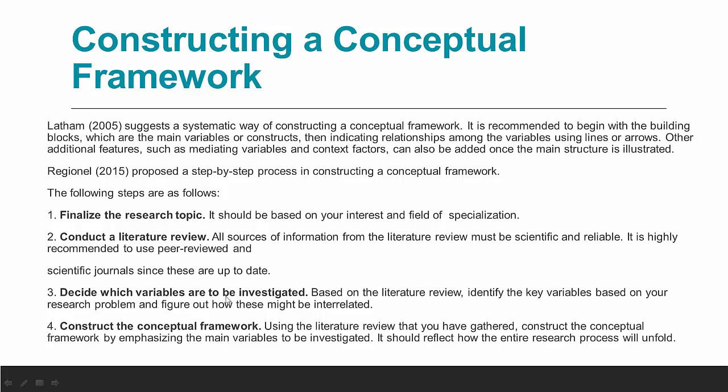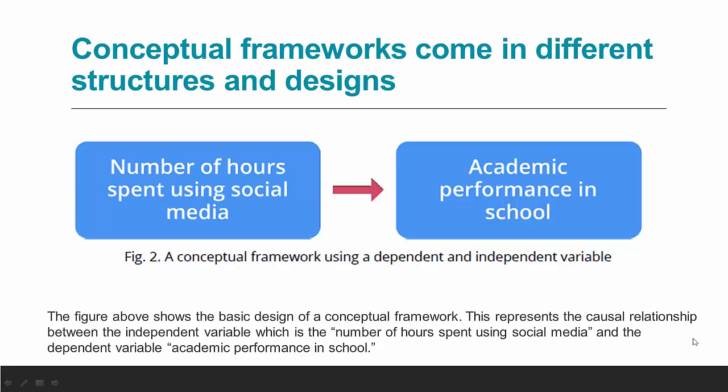Third, decide which variables are to be investigated based on the literature review. Identify the key variables based on your research problem and figure out how these might be interrelated. Fourth is construct the conceptual framework using the literature review that you have gathered. Construct the conceptual framework by emphasizing the main variables to be investigated. It should reflect how the entire research process will unfold.